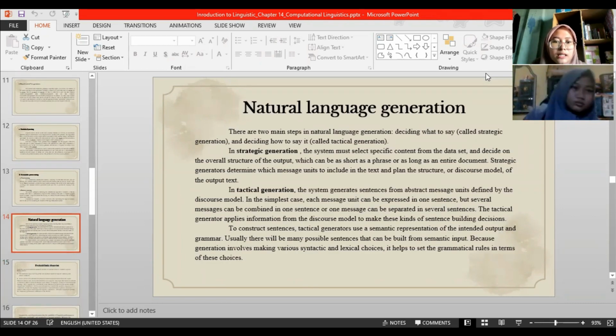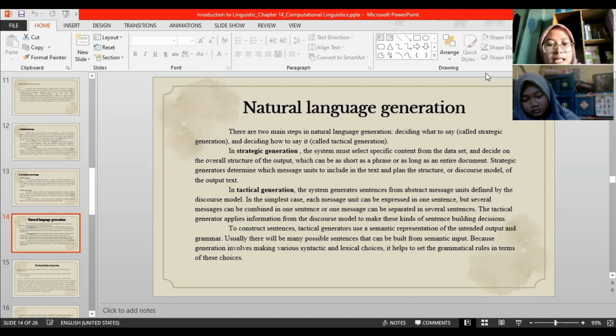Natural language generation. There are two main steps in natural language generation: deciding what to say, called strategic generation, and deciding how to say it, called tactical generation. In strategic generation, the system must select specific content from the dataset and decide on the overall structure of the output, which can be as short as a phrase or as long as an entire document. Strategic generators determine which message units to include in the text and plan the structure, or discourse model, of the output text. In tactical generation, the system generates sentences from abstract message units defined by the discourse model.